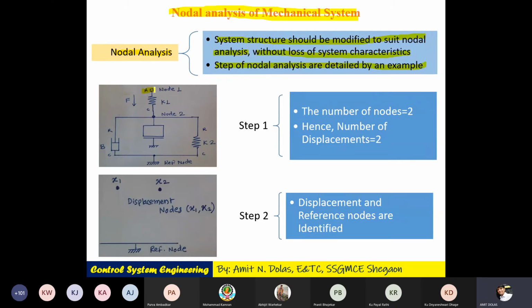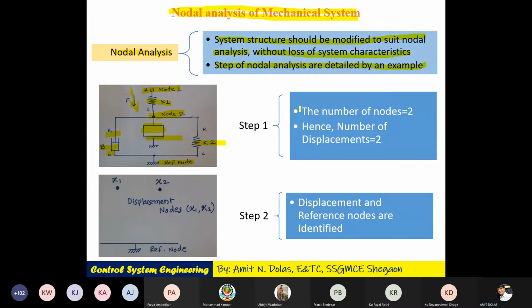Here is the example. I have node 1 here. I have node 2 here, wherein spring K1 is connected. Force is applied in this direction. From node 2 to the reference node, 3 elements are connected. One is a damper, another is spring K2, and another is a mass. I forgot to write M here. Another is the mass connected here.